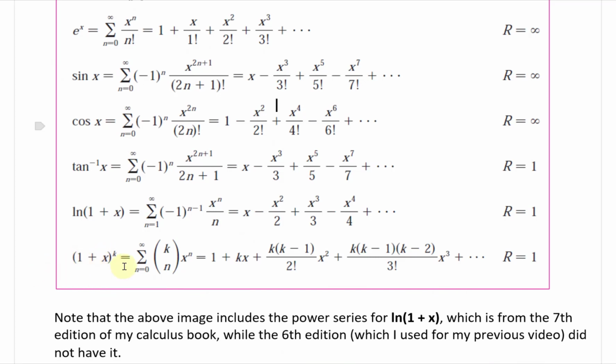This is (1 + x)^k. But here we're going to look at this one here. ln(1 + x) equals the summation from n equals 1 to infinity of (-1)^(n-1) times x^n divided by n. So this one is going to be x - x^2/2 + x^3/3 - x^4/4. This one doesn't skip any odds or evens. It goes every single term, but it's divided by n and it's alternating. And the radius of convergence is 1.